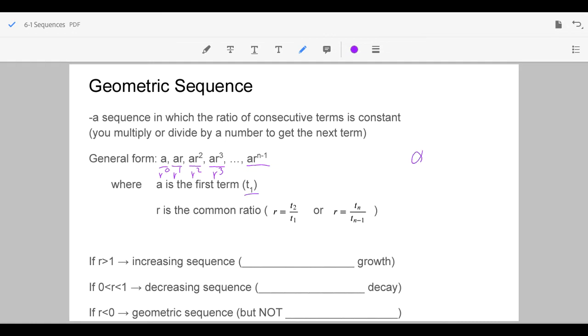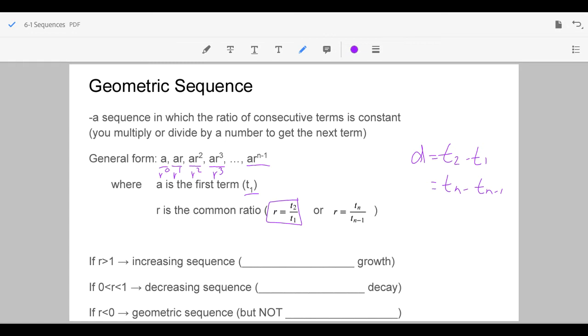So unlike before where we could take term 2 and subtract term 1, or we could take term n and subtract the previous term, n minus 1, now we're dividing them instead. So r is term 2 divided by term 1, or term 3 divided by term 2, term 4 divided by term 3, and so on, or term n divided by term n minus 1, whatever that number happens to be.